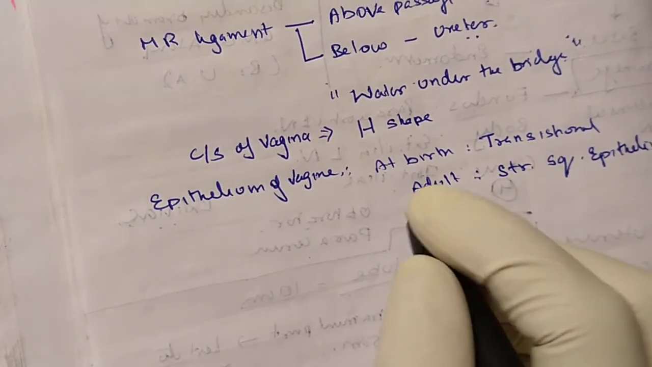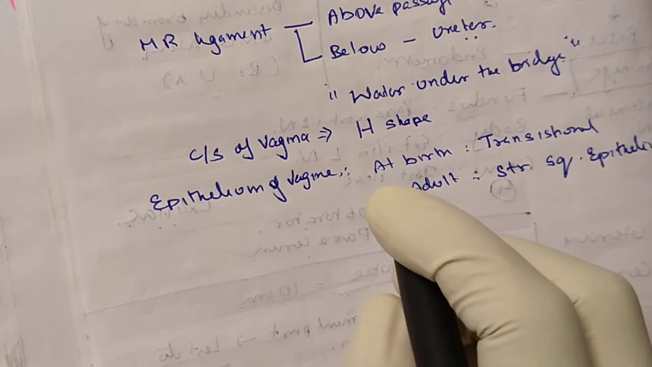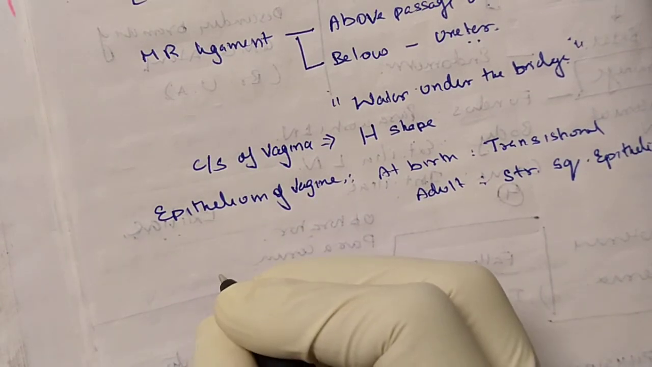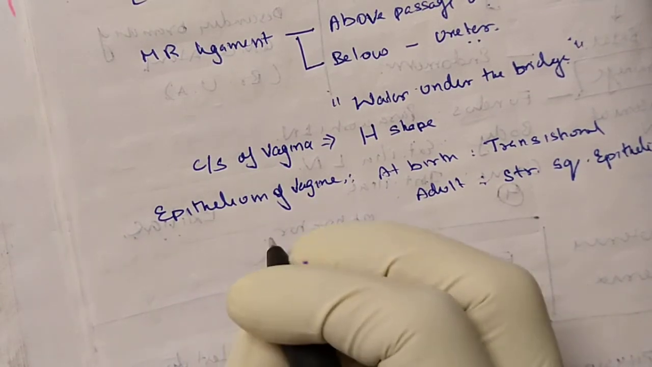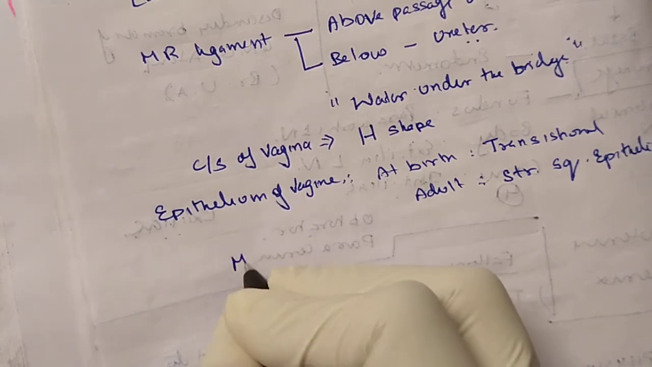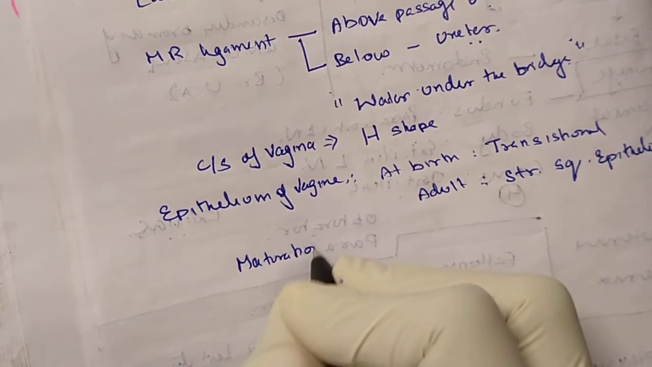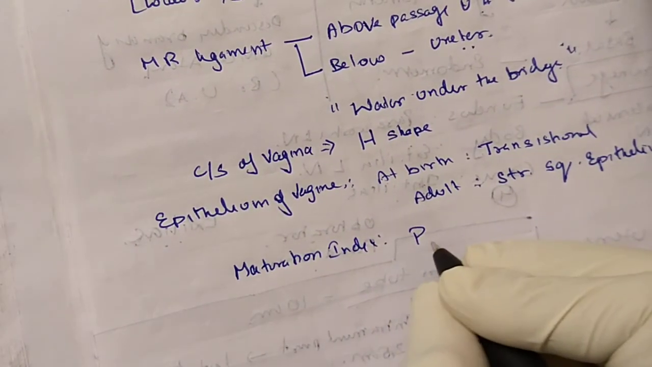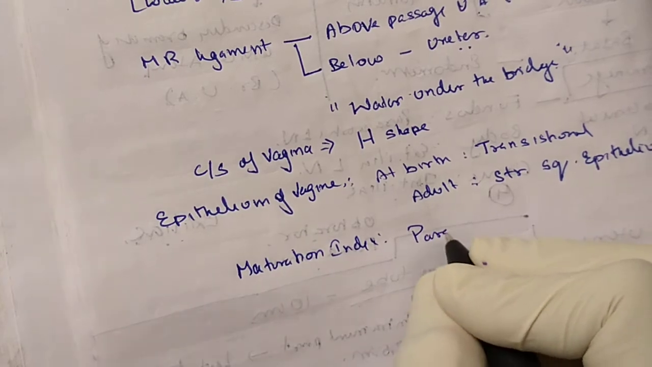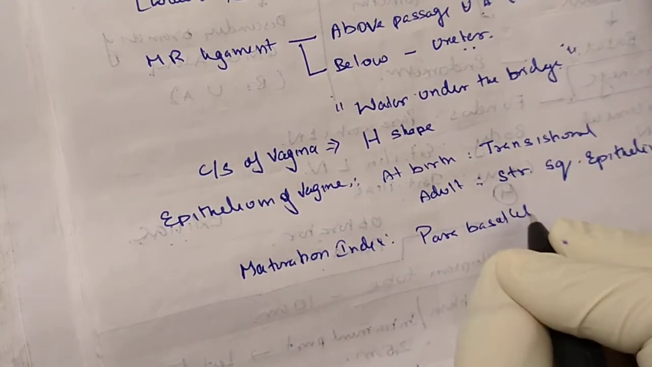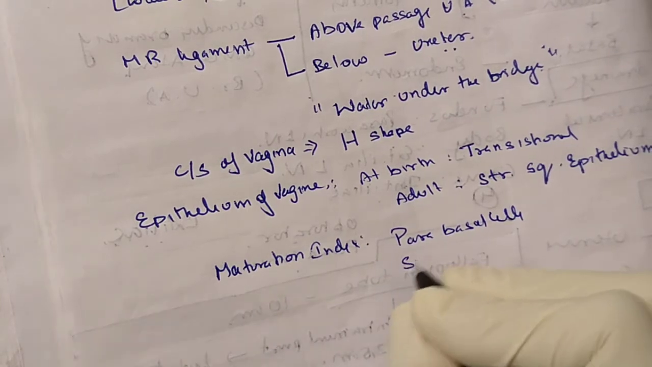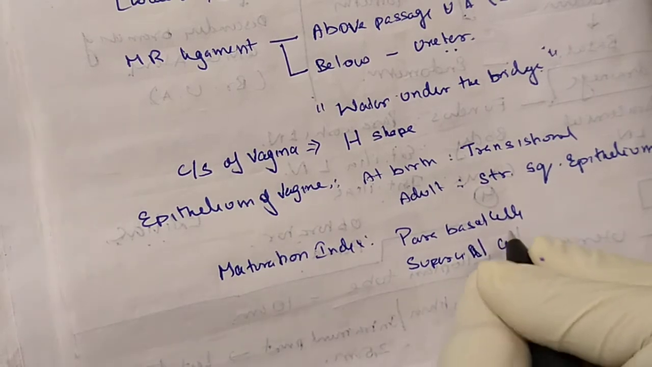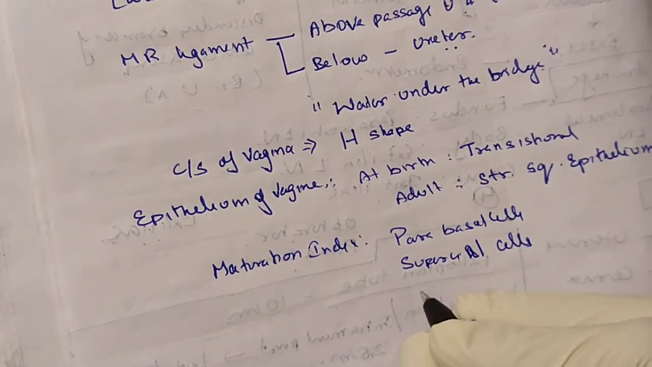And the vagina has 3 types of cells. We call these cells the maturation index. So it has 3 types of cell. One is parabasal cells. Next is superficial cells. Next is intermediate cells.